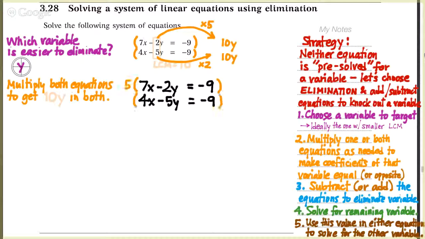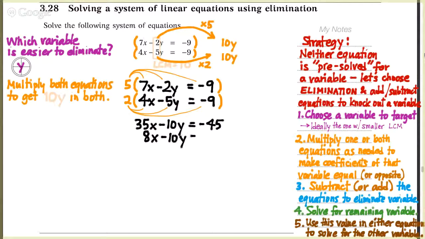Multiplying the first equation by 5 and the second equation by 2 is going to give me 35x minus 10y equals negative 45. So that's the first equation multiplied by 5. And then 8x minus 10y equals negative 18. That's the second equation multiplied by 2. And as advertised, we now have a 10y in both of our equations on the left-hand side. In particular, it's a 10y with the same sign both times. So minus 10y in the first equation, minus 10y in the second equation. So our coefficients of y are now equal in the first equation and the second.